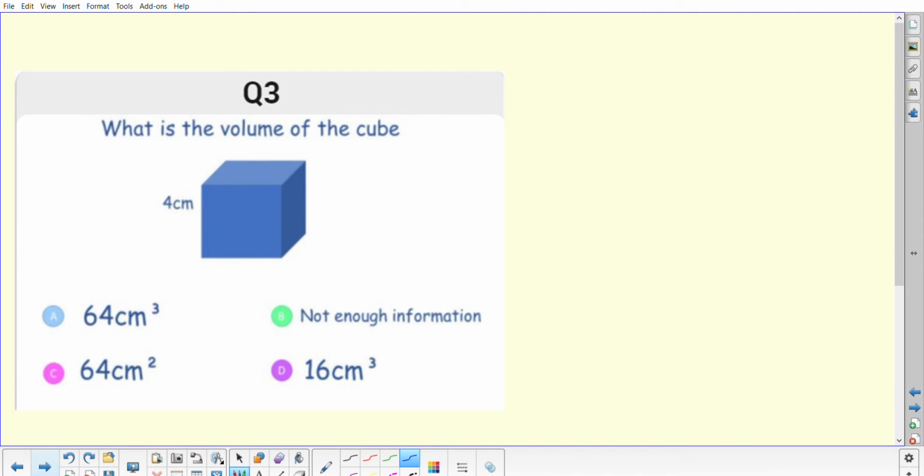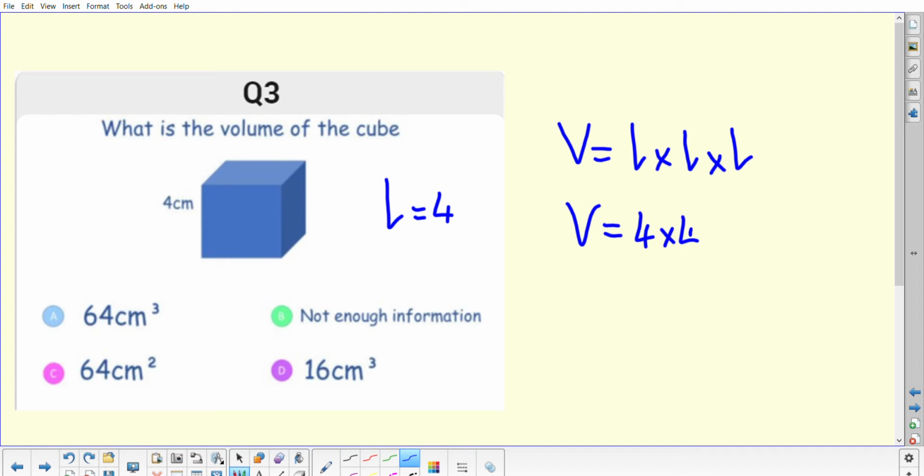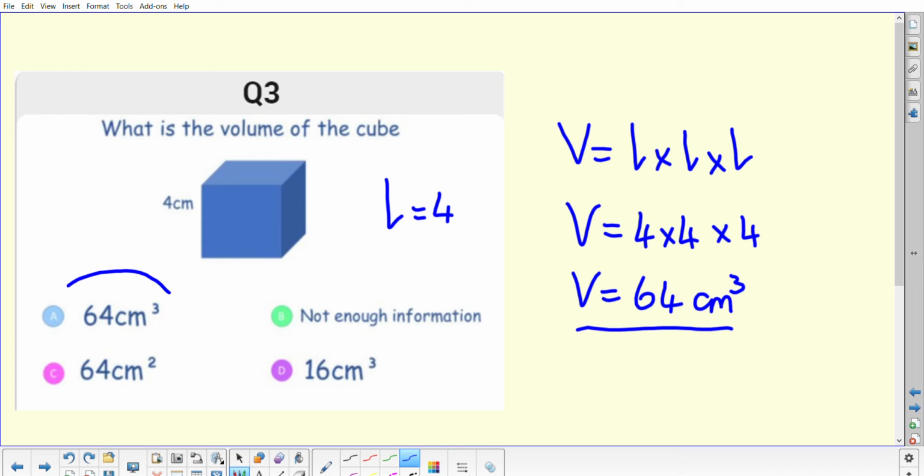Number 3, what's the volume of a cube? In a cube you're only ever given one dimension, so that dimension is the length, which is known as 4. So when you do a cube, the volume is simply length times breadth times height, but because length, breadth and height are all the same, you can say it's length times length times length. In this case that would be 4 times 4, which is 16, times another 4, and that in fact does give us 64. The units to begin with were centimetres, which means our volume units are cubic centimetres, so it should have been answer A that you selected there.